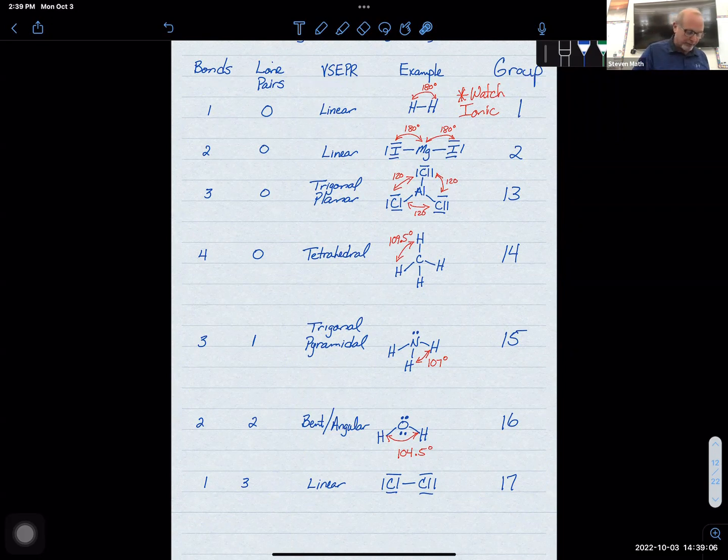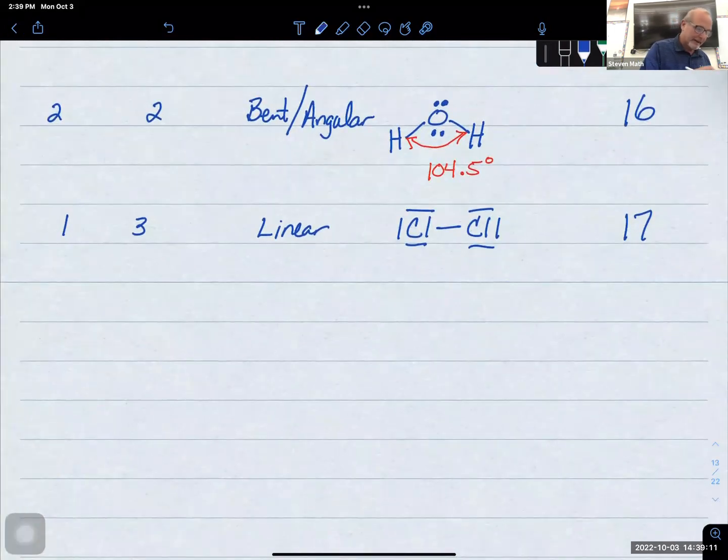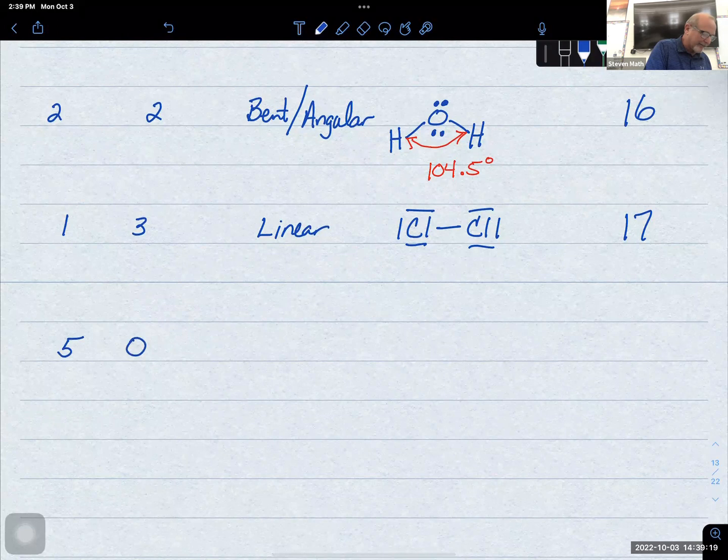Now, there are 2 exceptions that we need to know for this class. And I kind of made an exception a minute ago. I said, what if something could make 5 bonds and no lone pairs? And this can happen not with nitrogen, but underneath nitrogen: phosphorus, arsenic, antimony, maybe bismuth. So if something makes 5 bonds and no lone pairs, here's one for you. I'm going to take some antimony.